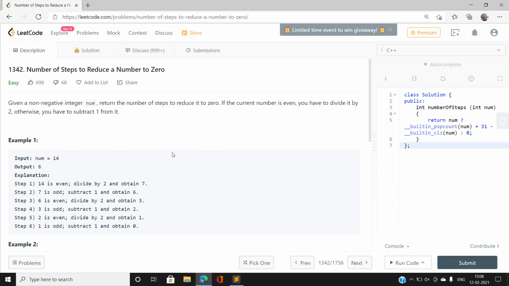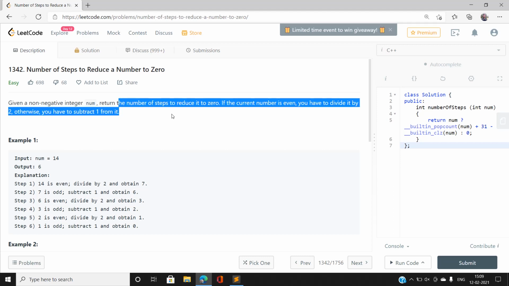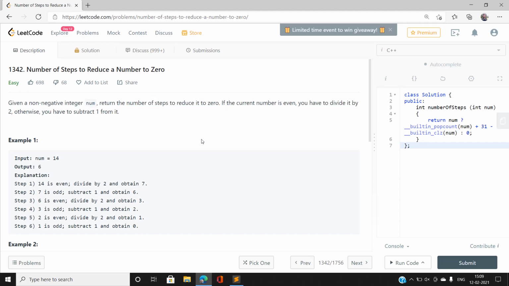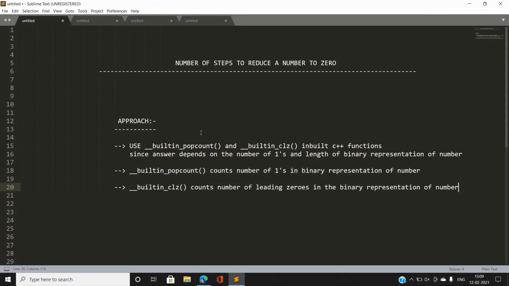So basically in this problem we have been given a non-negative integer, that is, greater than or equal to 0, and we have to determine the number of steps required to reduce the number exactly to 0. There are two conditions given: if the current number is even, we divide it by 2, otherwise we subtract 1 from it, that is, to make it even if the number is odd. So let's move on to our approach.